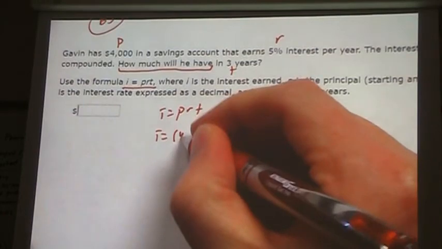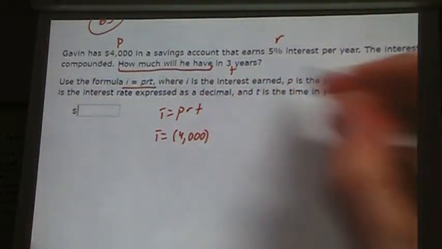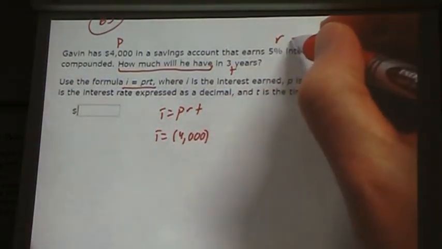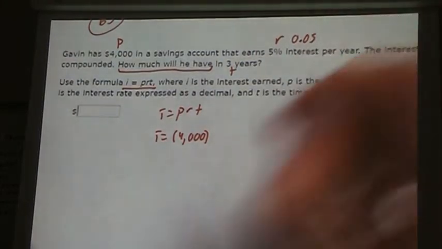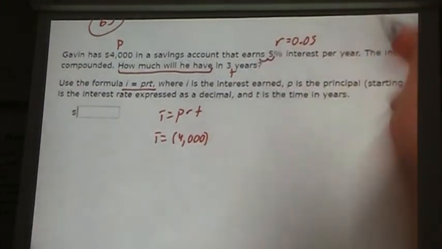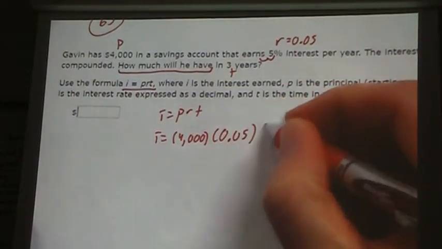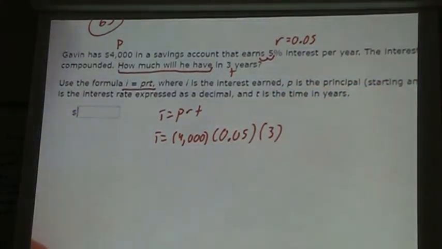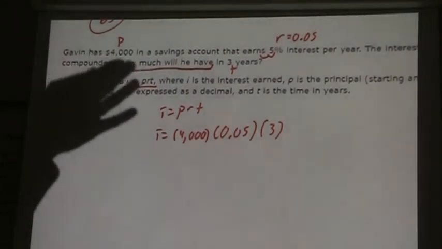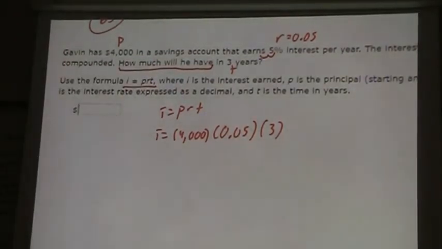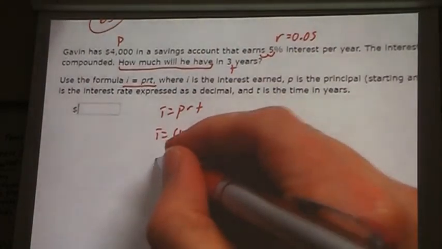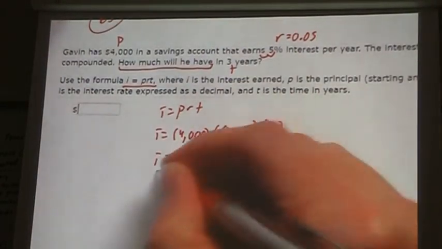Principal, 4,000. Rate, 0.05. Because we move our decimal 2 places to the left. And time is 3 years. So this time we're leaving our money in the bank for longer. We got a big amount, same interest rate. So we should be making a bit of money here. $4,000 times 0.05 times 3 years. And we make $600. Boom.